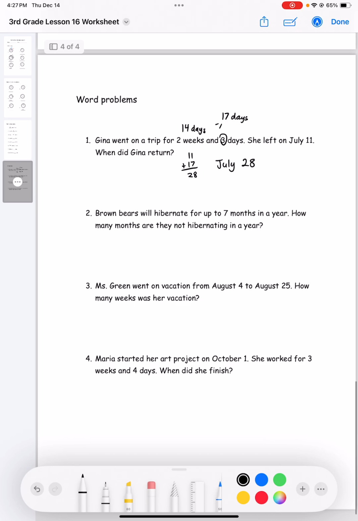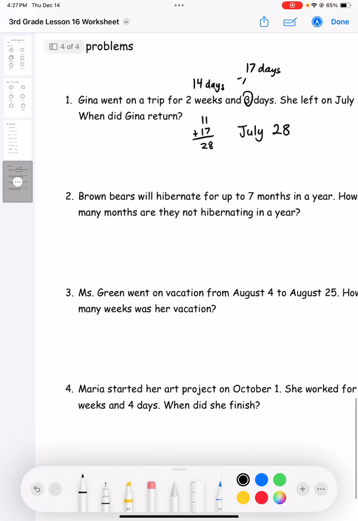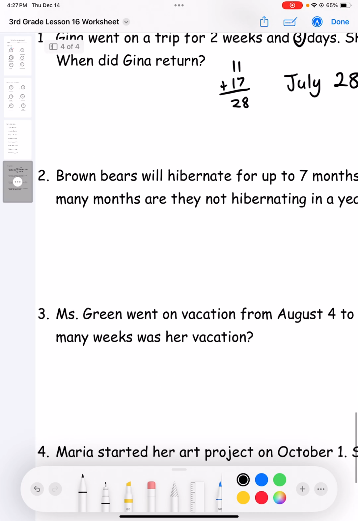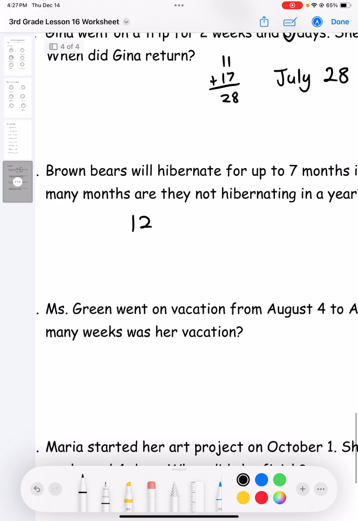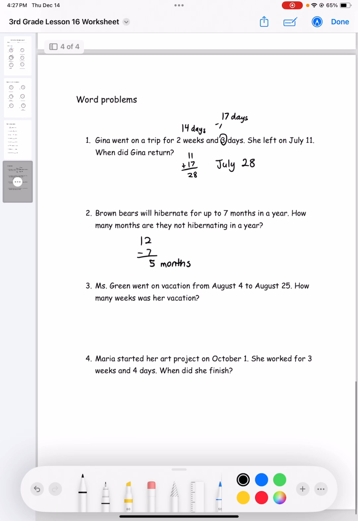Number 2, brown bears will hibernate for up to 7 months in a year. How many months are they not hibernating in a year? So there are 12 months in a year. So that means if they hibernate for 7 months, we'll subtract it from 12, and they will not be hibernating for 5 of the months.